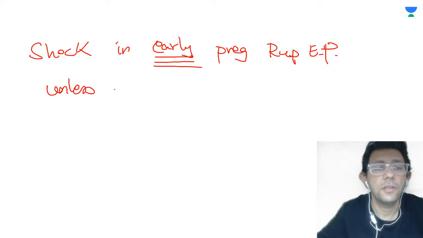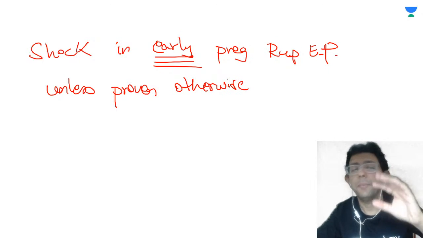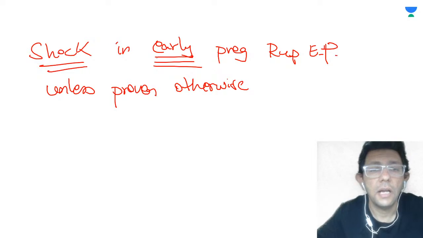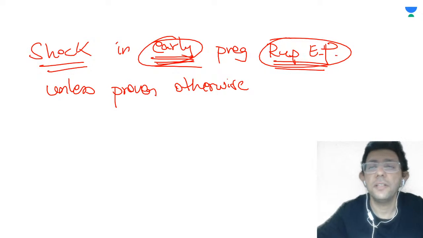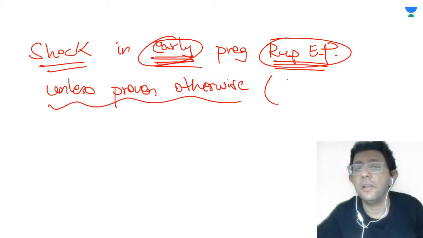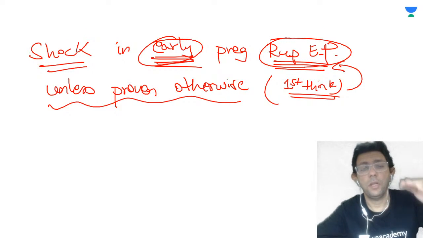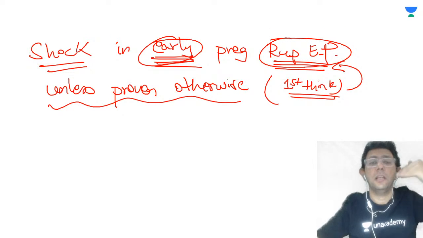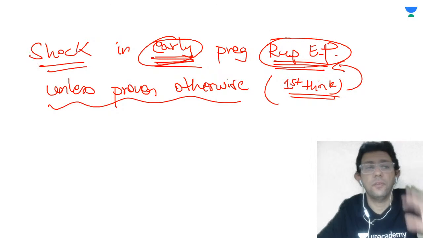What is the meaning of unless proven otherwise? The meaning is that when I have a patient who comes to us with shock in early pregnancy, then first it is always ruptured ectopic, unless proven otherwise. Means first I will think of ectopic, first think of only ectopic pregnancy and also ruptured ectopic. Unless you get that there is something else definitely, always first think of ruptured ectopic.